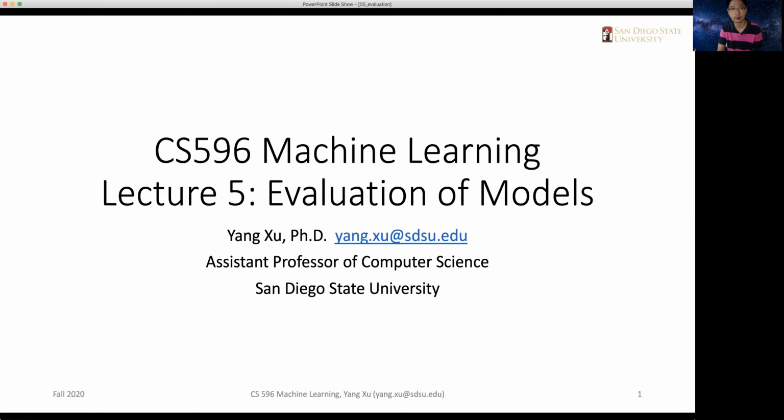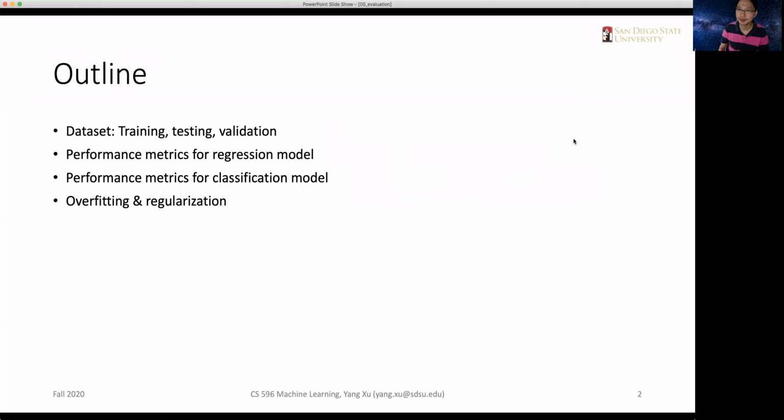Welcome back to CS596. In today's lecture, we're going to go through the methods and techniques to evaluate machine learning models. All right, and this is the outline of the lecture today. So first, we're going to talk about how we split the data sets.